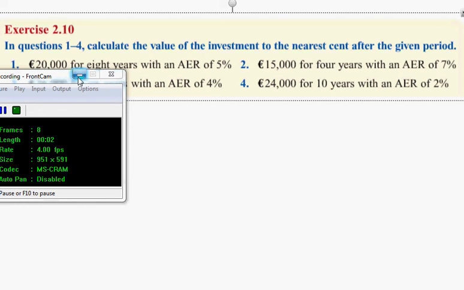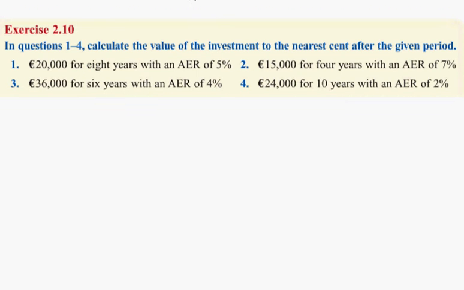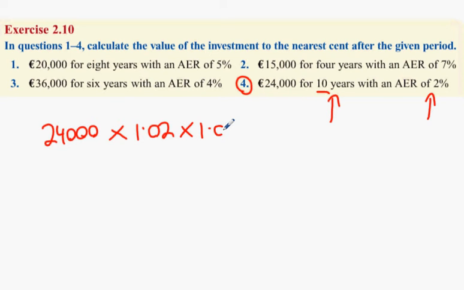Now, guys, questions 1 to 4. Calculate the value of investment to the nearest cent after a given period. Now, you can see, look at these. They're all like long-term loans, like 10 years at the same AER. To do this, I could get 24,000 and I could add on 2%. But how many times do I have to add on 2%? 10 years. So I have to do it 10 times.